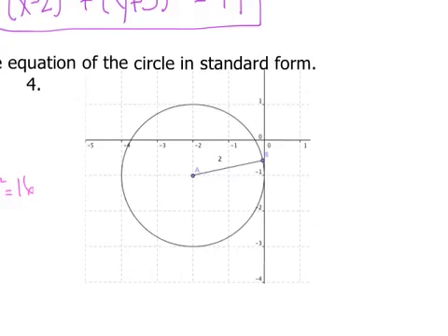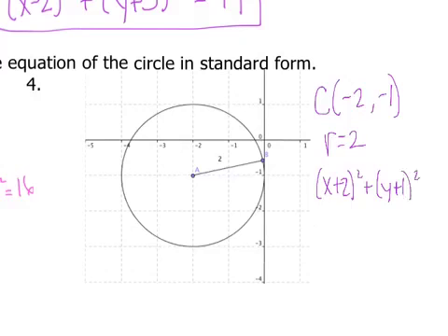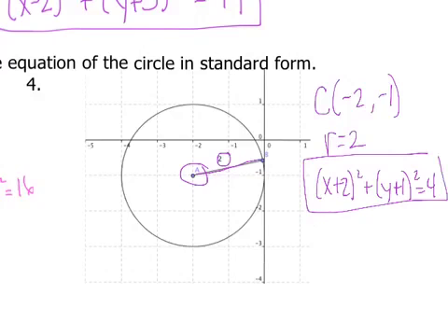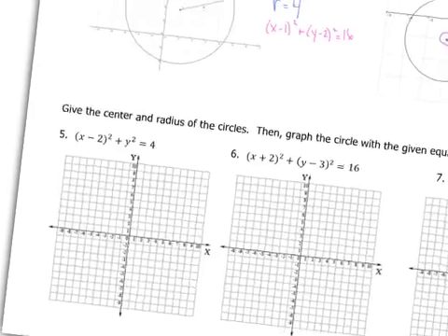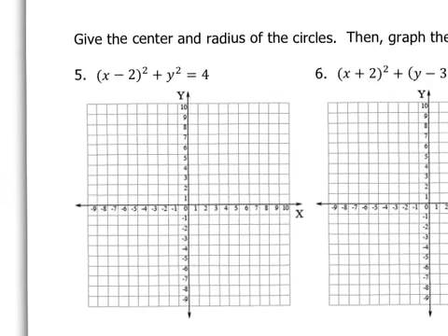So I found the center and that was -2, -1, and the radius is 2. So I did x plus 2 squared plus y plus 1 squared equals 4. Very good. Okay, so the center is at -2, -1. The radius we're shown as 2. Plugging those values into the equation gives us quantity x plus 2 squared plus quantity y plus 1 squared equals 4. Very good.